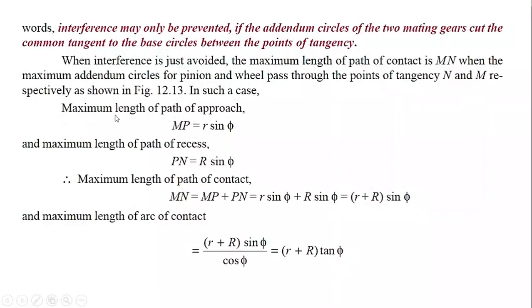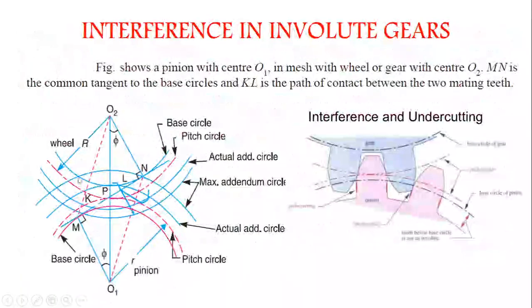The maximum length of path of approach MP is equal to r sin phi. MP is the pinion portion, so MP is equal to small r into sin phi. Similarly, PN is equal to capital R into sin phi.